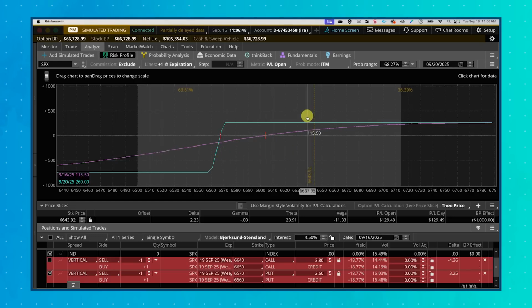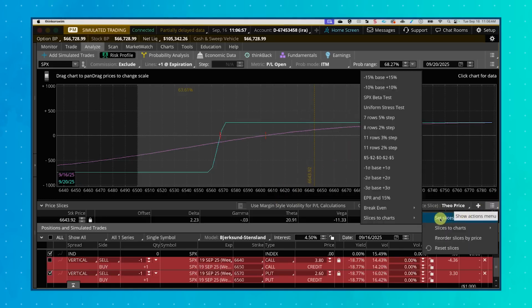Now, our break even point is off now because that was set to the call side before. So now let's set it over to the put side. We follow the price slices over here to the right. Click on that, set slices. Go to break even and pick 920.